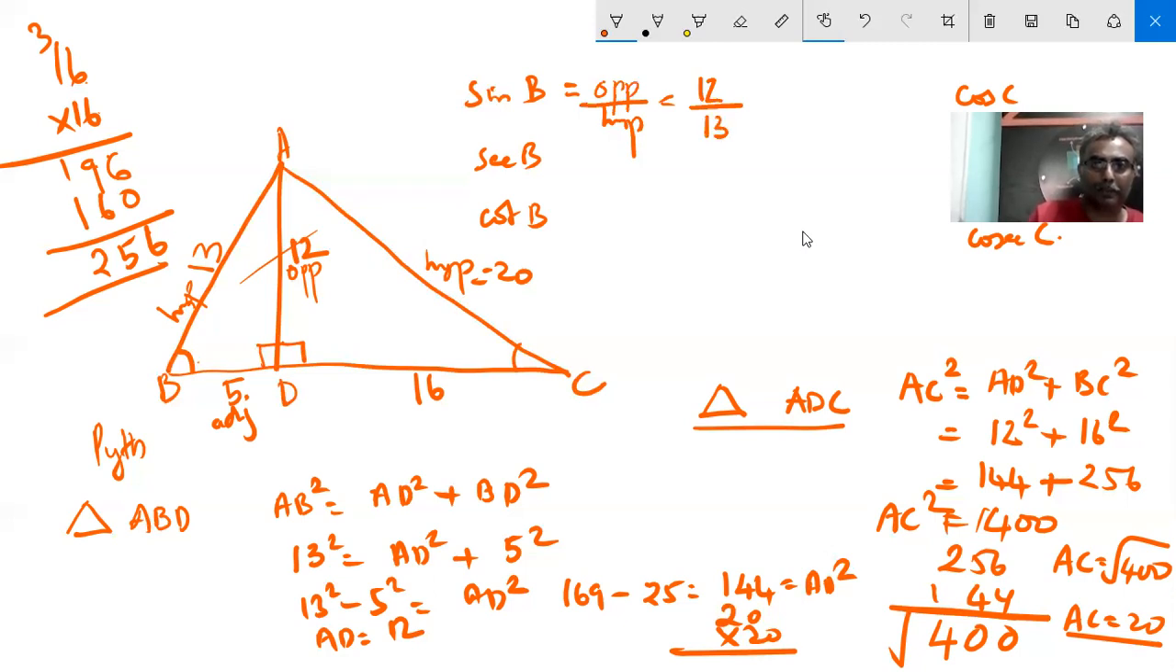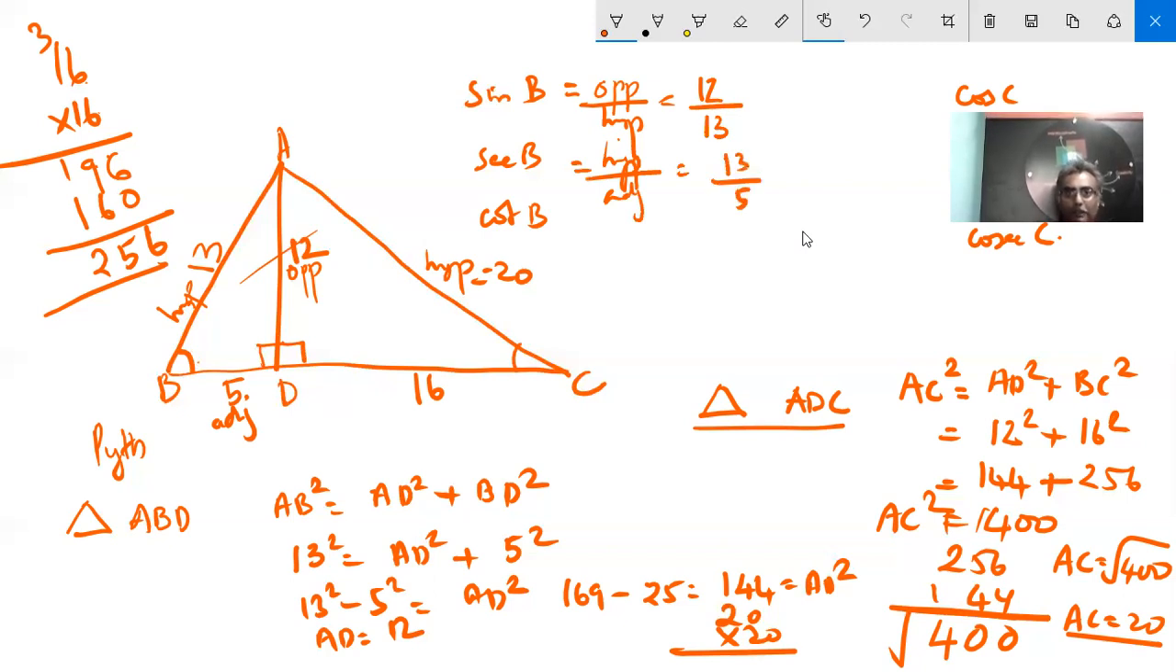Very good. Secant B. What is the secant formula? I'm sorry, it's secant theta. Secant theta is hypotenuse by adjacent side. Very good. So what is hypotenuse? Hypotenuse is 13. Adjacent is 5.